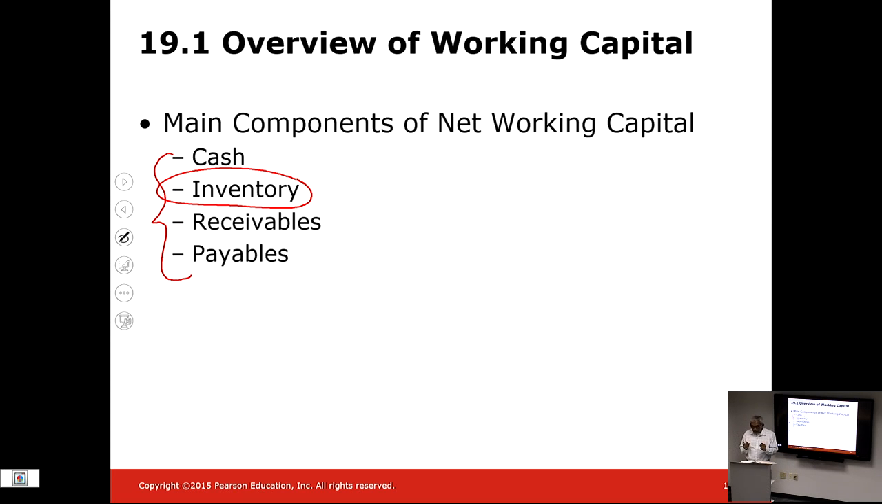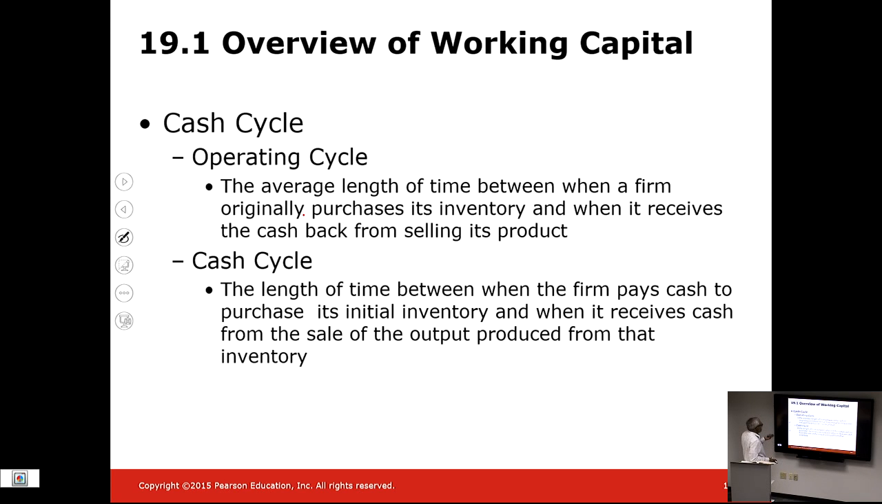So the firm will have to manage the cash cycle in a way that the length of time between paying the money to purchase the inventory and receiving cash or receivables when they sell that finished product to their customers is as minimal as possible. So within the cash cycle, there is the operating cycle. That's the average length of time between when a firm originally purchases its inventory and when it receives cash back from selling its product.